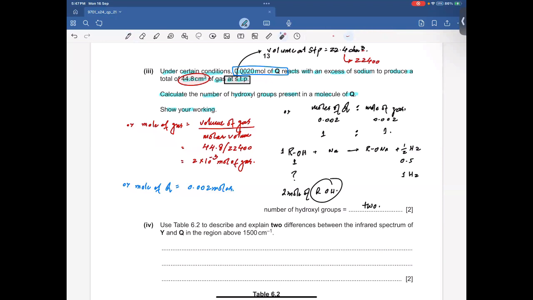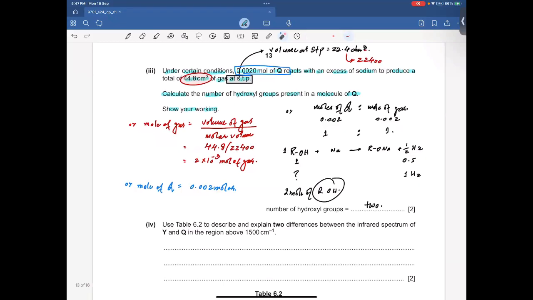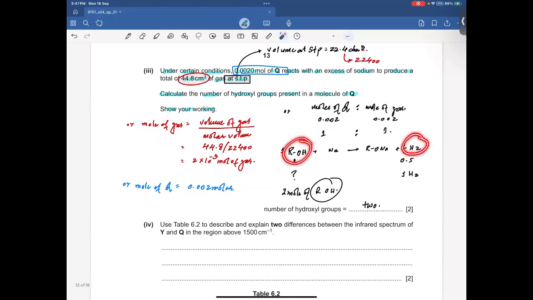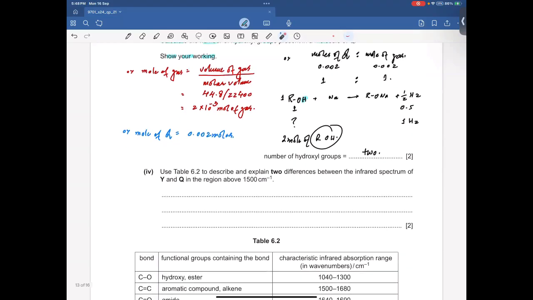So according to the ratio, we have the same number of moles. If we have the same number of moles, that means the ratio between alcohol and hydrogen gas is 1:1. So if it is 1 mole, obviously hydrogen gas would be half a mole. If I need 1 mole of hydrogen gas, obviously this needs to be 2 moles, right? And that's what we have done in the reactions also. So in order to produce H2 from here, this must be 2 moles so that I'll get 1 mole of hydrogen gas. I hope it makes sense to you. So compound Q, or a molecule of Q, contains 2 OH groups.